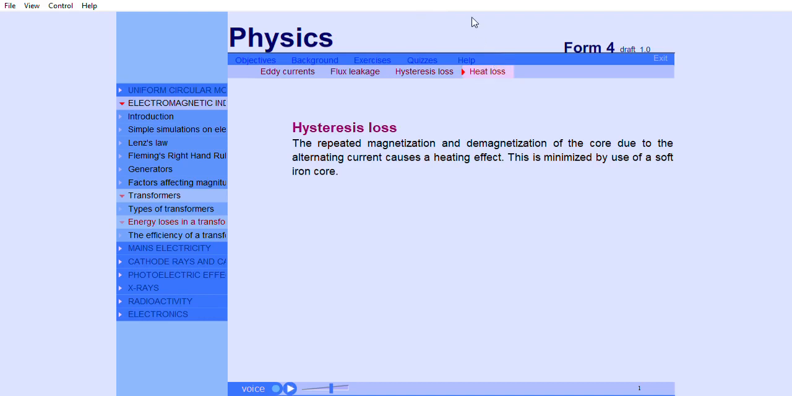Heat loss. The resistance of the coil and the eddy currents created during the magnetization and demagnetization process causes a heating effect which causes a loss of energy in the transformer. This can be minimized by using thick copper wires of low resistance and laminating the soft iron core to reduce the eddy currents.